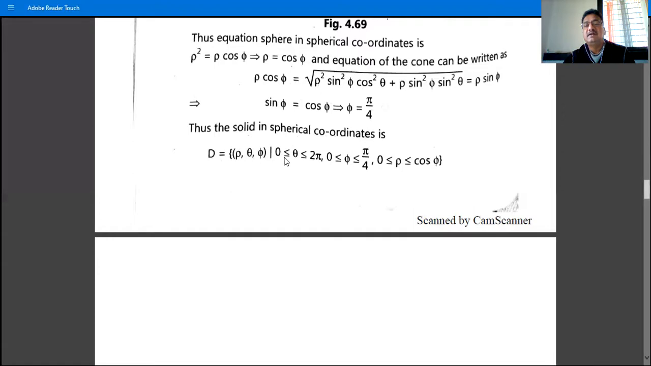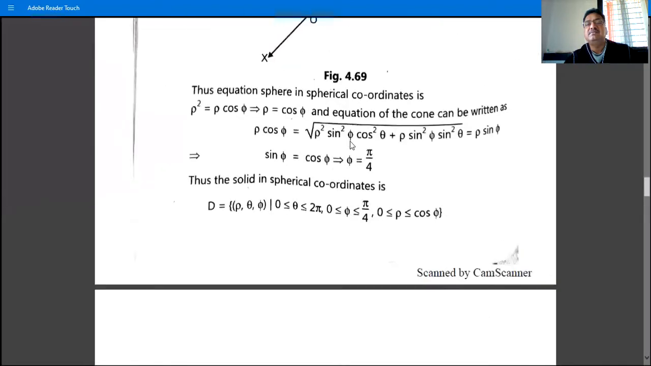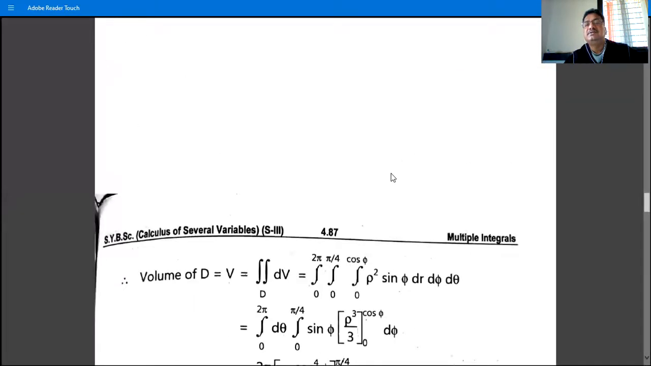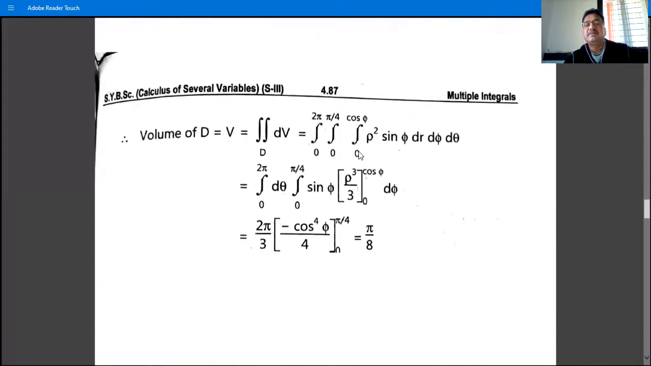d rho or r, theta, phi. Theta runs from 0 to 2 pi, phi runs from 0 to pi by 4, because phi is pi by 4, and rho runs from 0 to cos phi, since the value of rho is cos phi. Therefore the volume V is equal to the integration over D of dV, that is, we convert the variable z. So z is root x square plus y square.